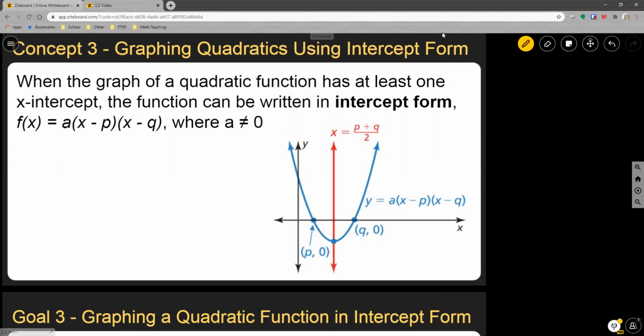All right, let's finish this out. Concept 3, graphing quadratics using intercept form. I apologize for getting your hopes up. Let's finish this out. For graphing quadratics using intercept form, we have a third format, intercept form. In fact, actually, I am going to stop this video here. This will be a micro lesson. I'll do this next. Apologize. Let's stop recording.